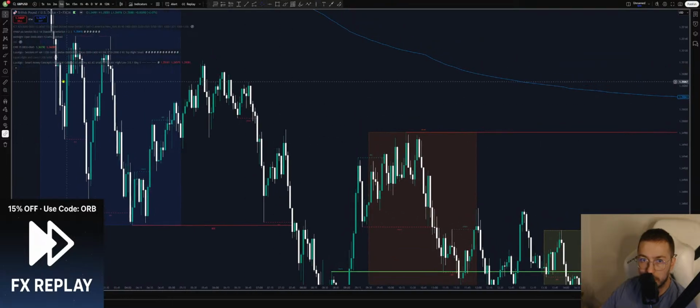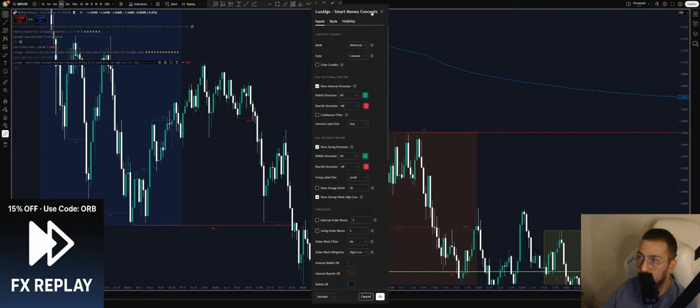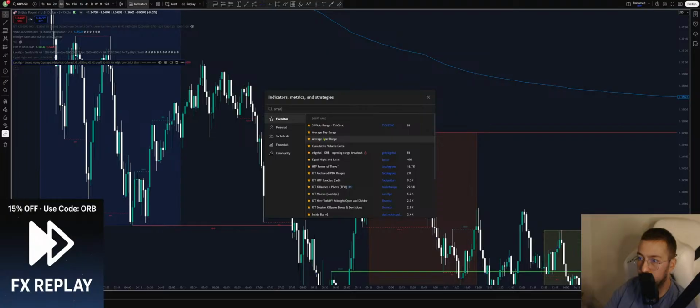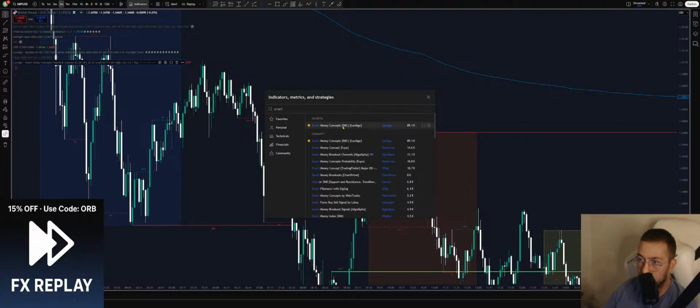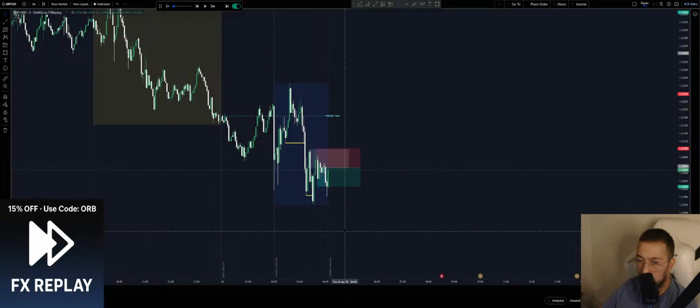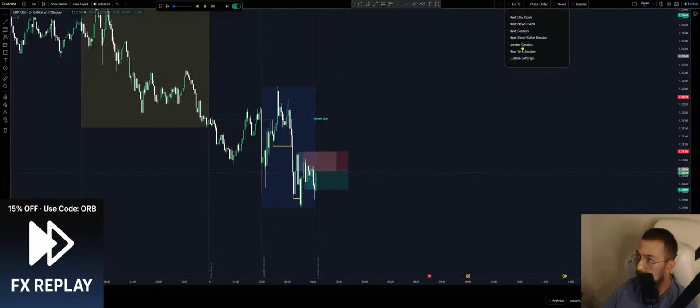This is a very, very useful indicator. If you're a bit weak on the structure, you can practice using this indicator right there. Smart Money Concept SMC Lux Algo. Okay, let's go back to FX Replay. London session.